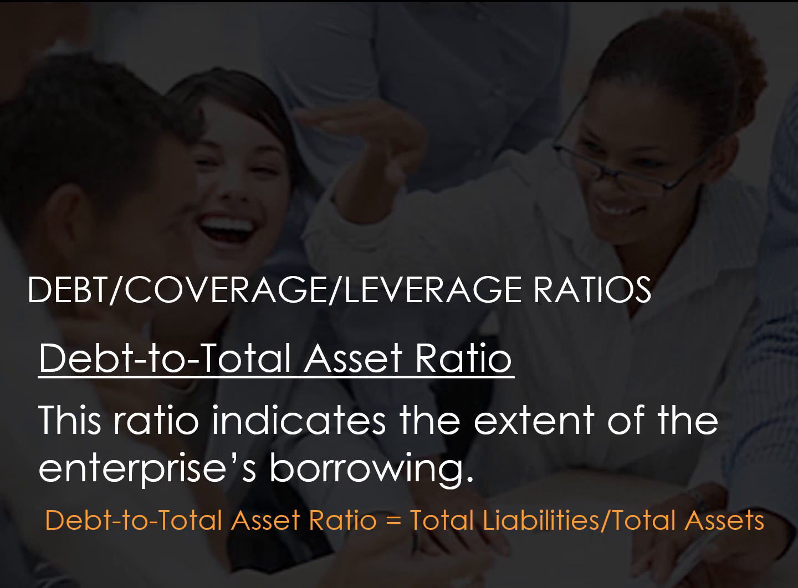And then we can look at debt to total asset ratio. So this ratio indicates the extent of the enterprise's borrowing, how much resources they have on loan, so to speak. The debt to total asset ratio equals total liabilities divided by total assets.